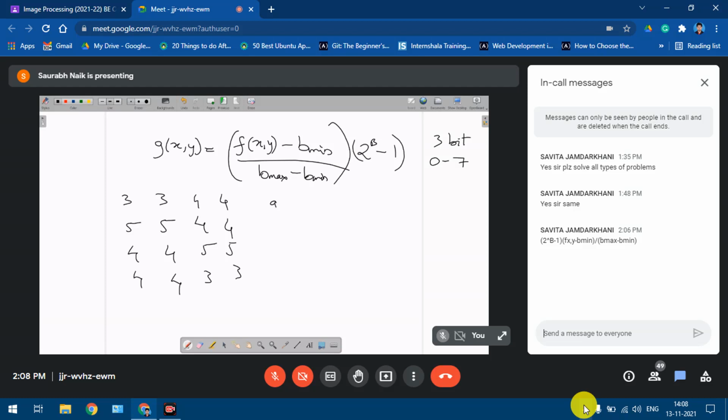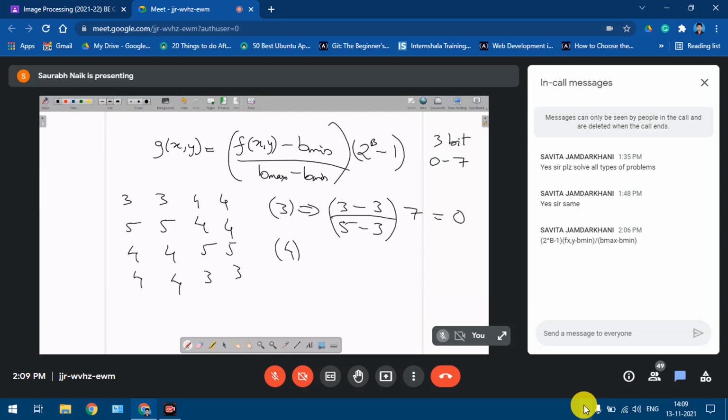So g of x comma y, actually you don't need to use it as g of x comma y. You just need the values, that is 3 would be mapped to 0, since we already know that b min is 0. So 3 minus b min is 3, b max is 5 minus 3, and this multiplied with 7. The numerator comes to 0, so rounding that to 0.